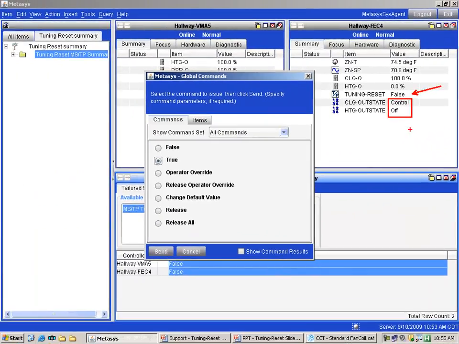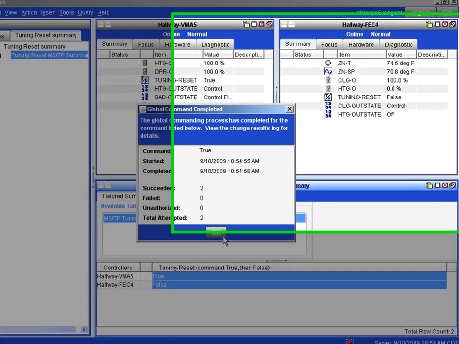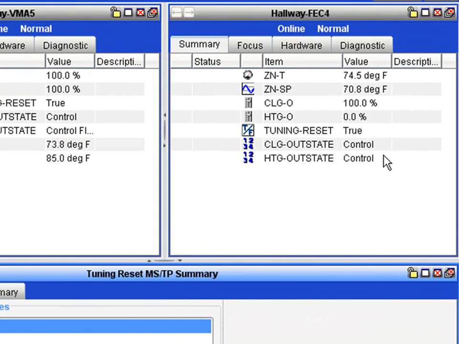Now keep in mind that the display refresh rate for the user interface and CCT is about 20 seconds. Since the tuning command goes through its 4 commands, each being 5 seconds long, you'll see a total of 20 seconds that it takes. So it may or may not give me a good example here because of the refresh of the user interface. But we'll see what happens. So I'll click the send button. There's my report. And you can see both cooling and heating went to the control mode. Then they went back to hold for the remaining duration of the commands.